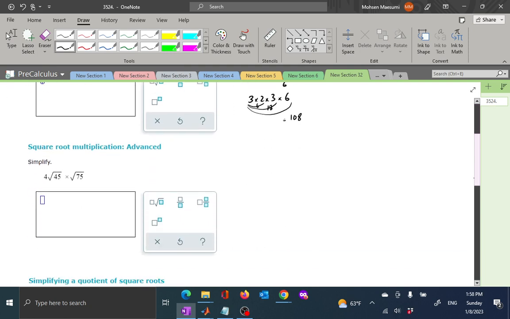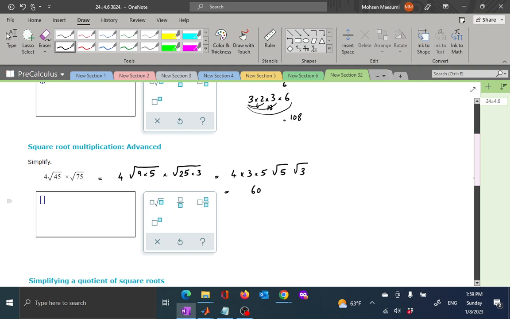Same problem here, so let's be a little bit faster here. 4 square root of 45, I write it 9 times 5, and 75 I write it, what do I write it as? So that's going to be 25 times 3. Is that right? So rewriting this thing again, it's 4 times 3 times 5 times square root of 5 times square root of 3. So I'll have 12 times 5, 60.